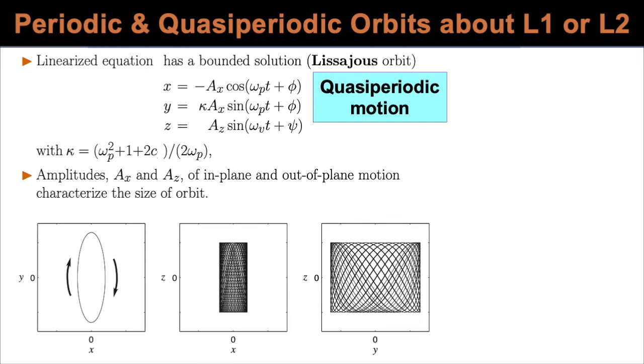These amplitudes, Ax and Az, correspond to in-plane and out-of-plane amplitudes. Remember, we've got the origin here would be L1 or L2. Ax would be the X amplitude. The Y amplitude is just given by a constant kappa that comes from some terms you get from the linearization. It's kappa times Ax, so you don't get to independently change that. But you can independently choose the Z amplitude.